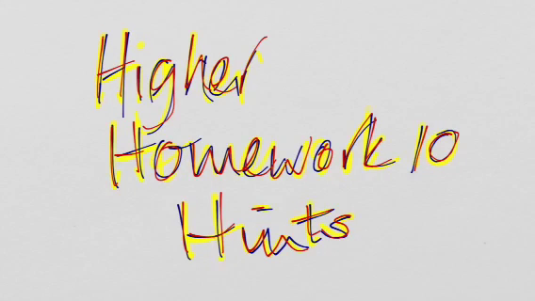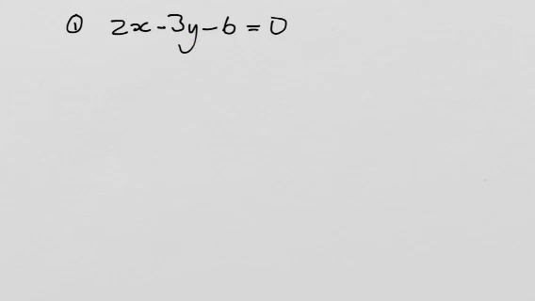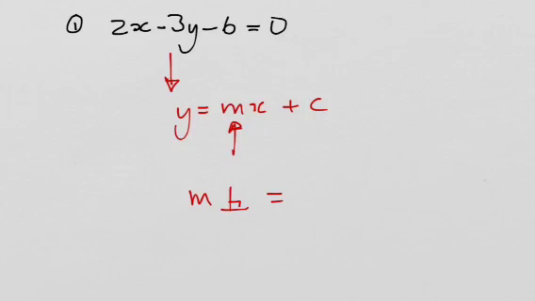Right, here we go. Homework sheet 10. First question, you have a straight line. You're asked for the line that's perpendicular to that, or the gradient of the line that's perpendicular. So first thing we must do is take this line and write it as y equals mx plus c. Once you've identified the m, then you can turn it upside down and change its sign to get the perpendicular gradient.